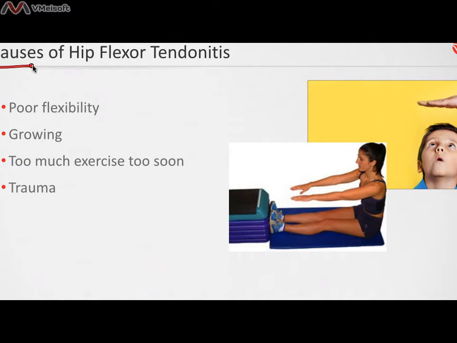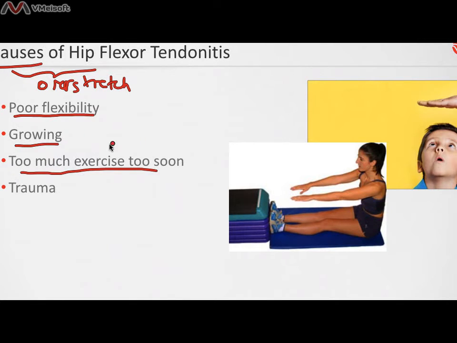So the causes of hip flexor tendonitis have a common theme, and the theme is overstretching of the tendons or the muscles. So let's walk through this. Poor flexibility. When you're stretching, you might be causing an overstretching of that muscle or that tendon, and that could cause these tears. If you're growing too fast, you might also be causing overstretching of these muscles. Too much exercise too soon can also cause overstretching. And trauma can also be another cause of hip flexor tendonitis.